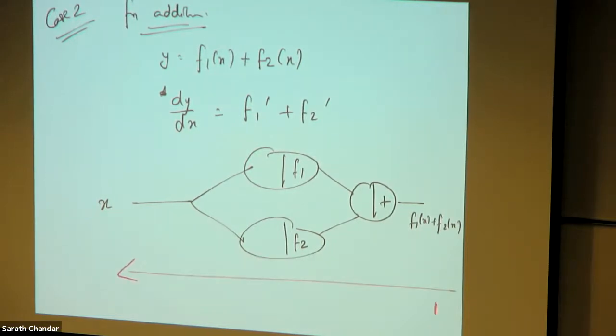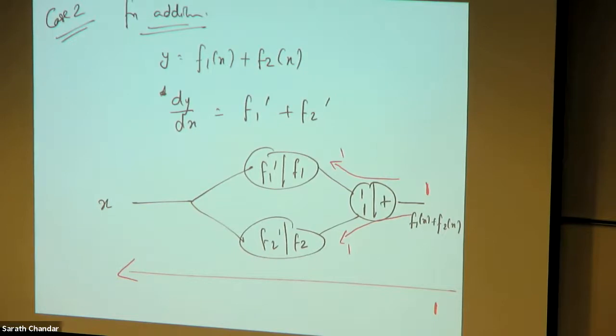Well, we need the differentials, right? So f1 dash, f2 dash, and we know that whenever we sum, the gradient is 1. So now I put a 1 here. There is a splitting happening here. So this 1 is going to go this path as well as this path. Whenever it combines, we will add the gradients. So 1 multiplied by 1 is 1. 1 multiplied by 1 is 1.